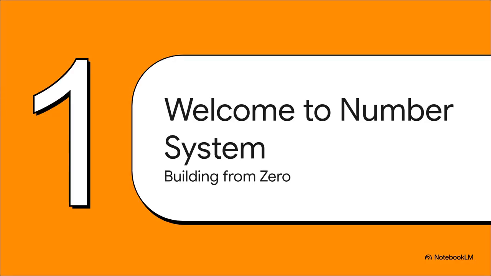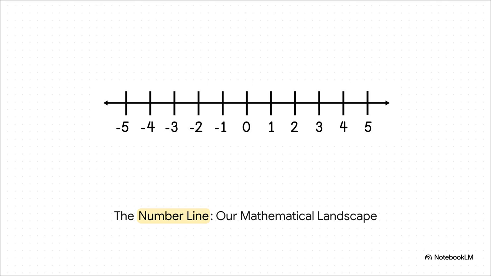All right, Section 1. Welcome to the number system, building from zero. Now, it's incredibly helpful to think of math not as a rigid rule book, but honestly as a language designed to describe the real world. And our main character for today is the number line. This horizontal line stretching out forever in both directions. It isn't just a simple drawing, it's our entire mathematical landscape. It's the physical foundation for literally everything we're going to cover today. And right in the middle, that zero, well, that acts as our anchor. It's our ultimate starting point for measuring the world around us.